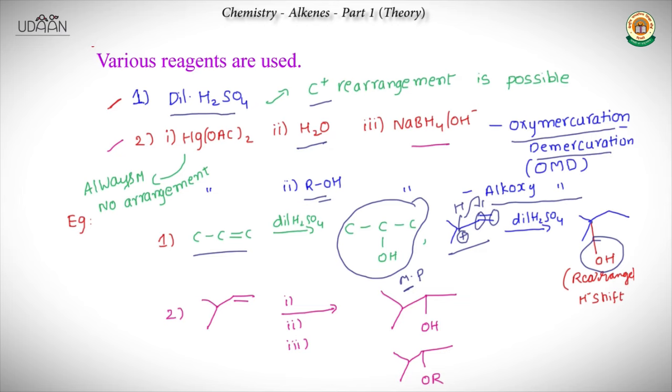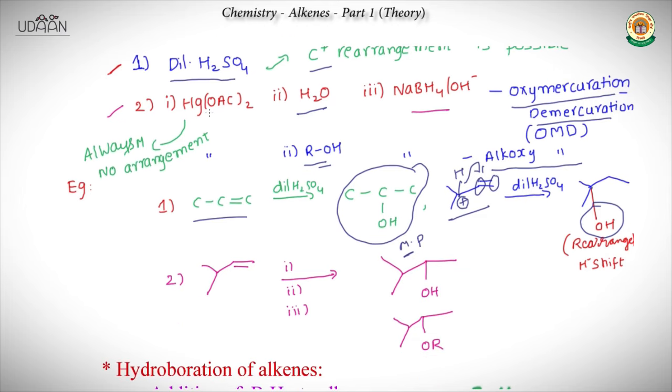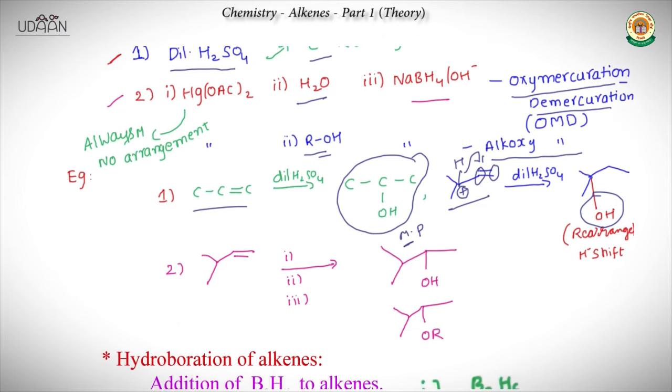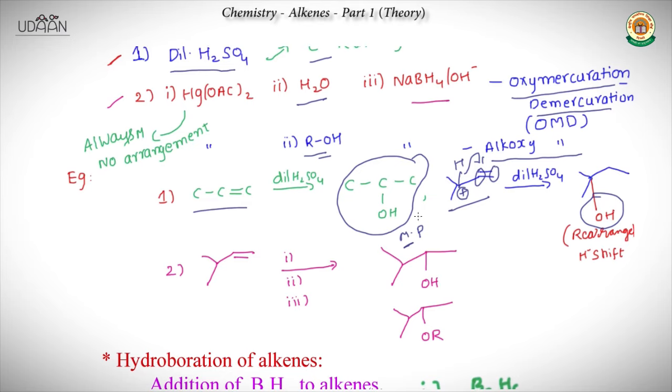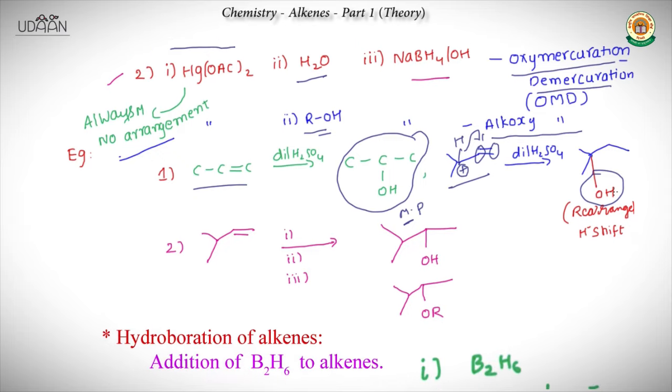Alright. Now coming to the next part, that is HgOAc in the presence of OH minus. Now it's very selectively used to get the Markovnikov product, and also no rearrangement is possible here. You can see this by the mechanism of it. I've given you an example here where you have used the same compound as we used in the second example for dilute H2SO4. You will get a direct Markovnikov product. If you use alcohol instead of water, you will get OR here.